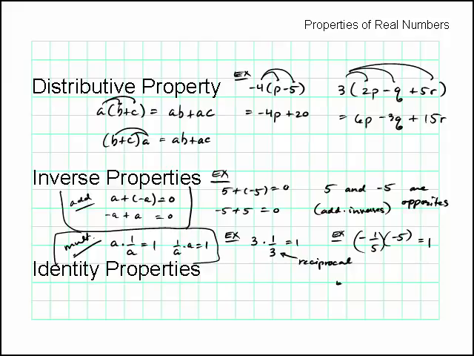Let's do one more example of that. What would be the reciprocal of negative 2/3? What do I have to multiply it by to get positive 1? I need to multiply it by negative 3/2. So these are reciprocals of each other.